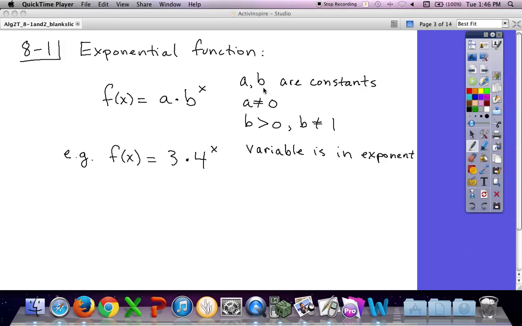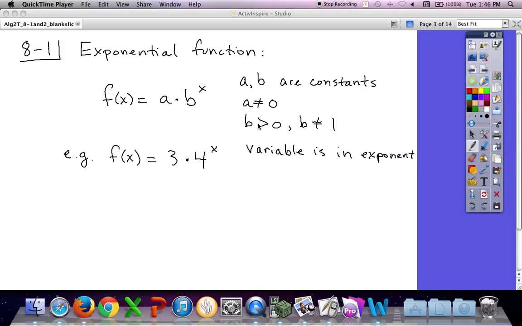The a and b are constants. They're real numbers. The a does not equal 0 because what would happen if a equals 0? Do you see it? Divide by 0 there? What would happen if a is 0? The whole thing would be 0, right?